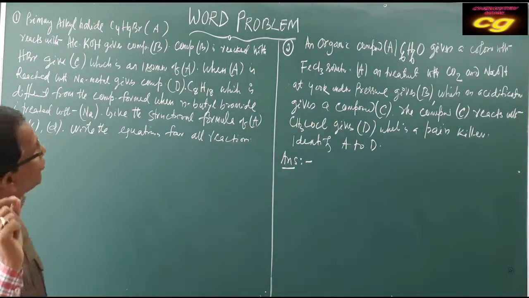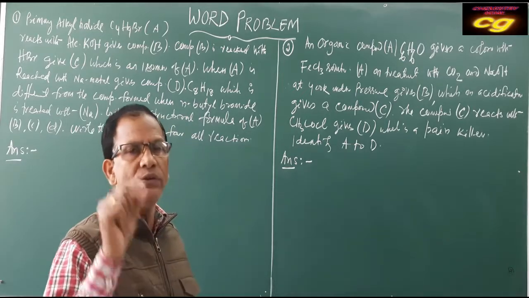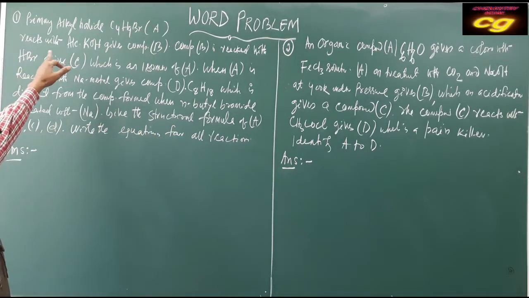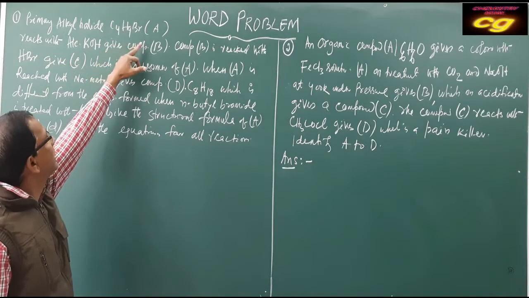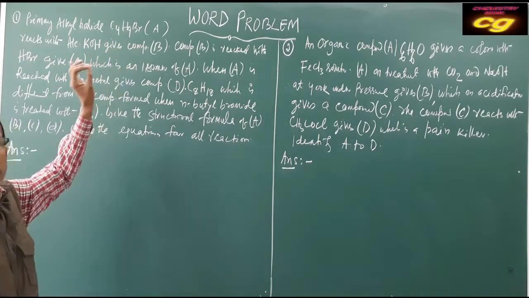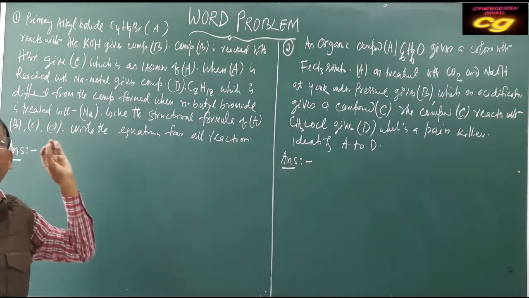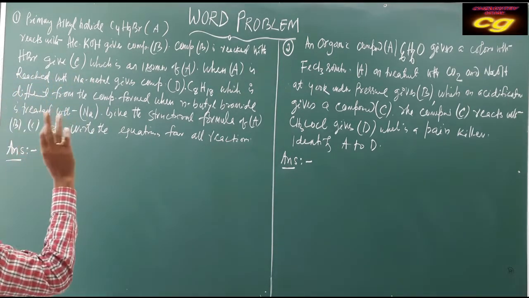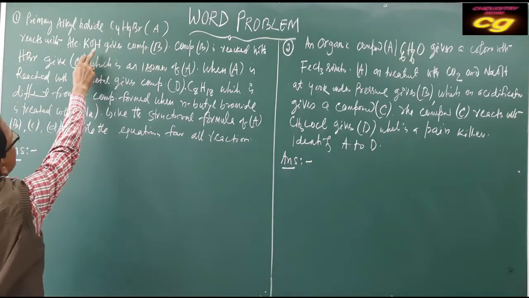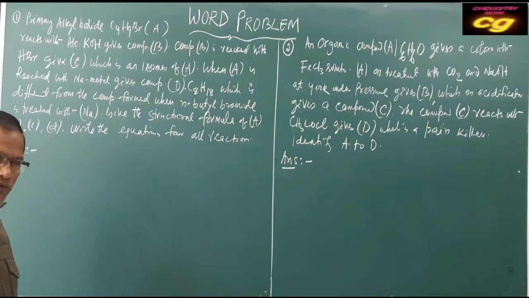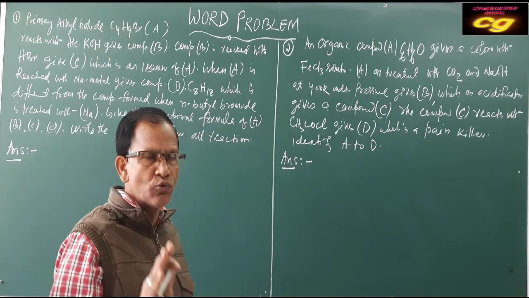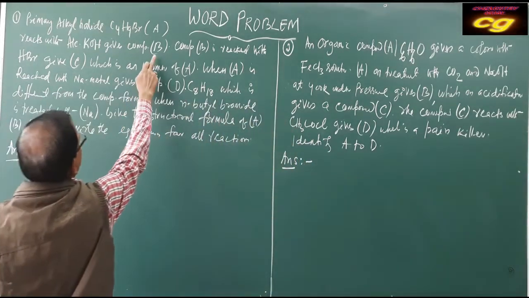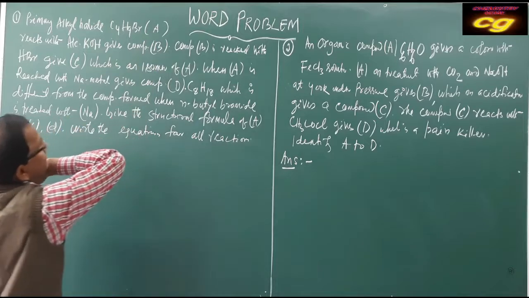When we are solving a word problem, please carefully note down the data given. Primary alkyl halide, that means this compound A, C4H9Br, is a primary haloalkane. This is the first important hint, that is primary. It reacts with alcoholic KOH and gives compound B. We have already read that when haloalkane reacts with alcoholic KOH it produces alkene. That means B is an alkene, A is a haloalkane.